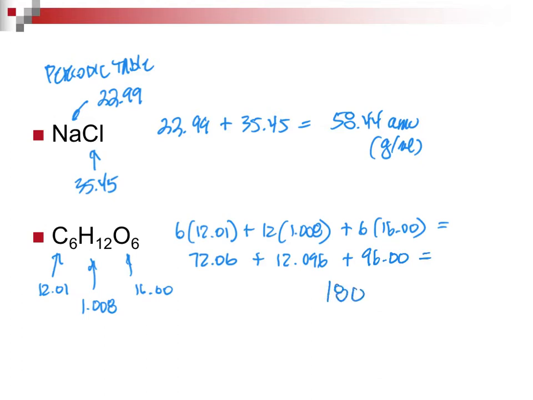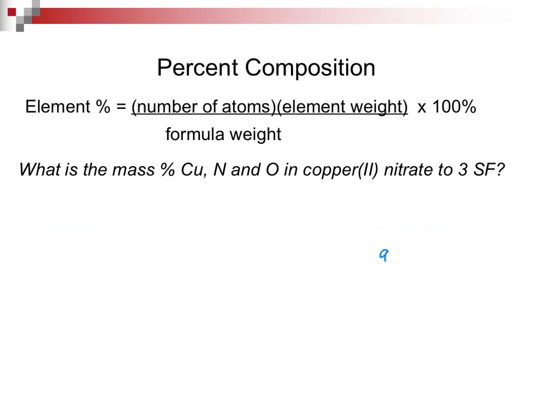Here we have 180.6 atomic mass units. That is the molecular weight of sugar. C6H12O6, I should say one of the forms of sugar. So this will not be a question on your exam. What will be a question on your exam is giving a percent composition.